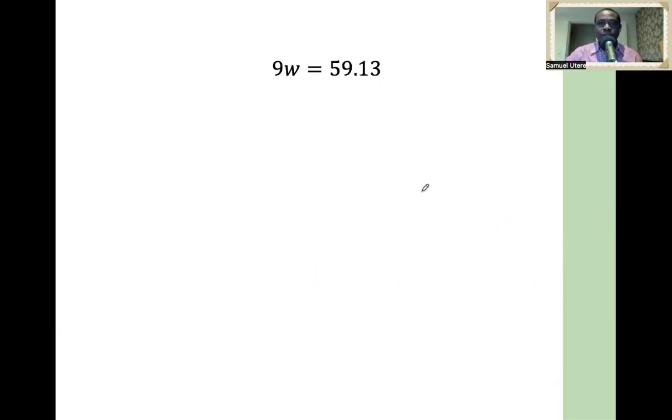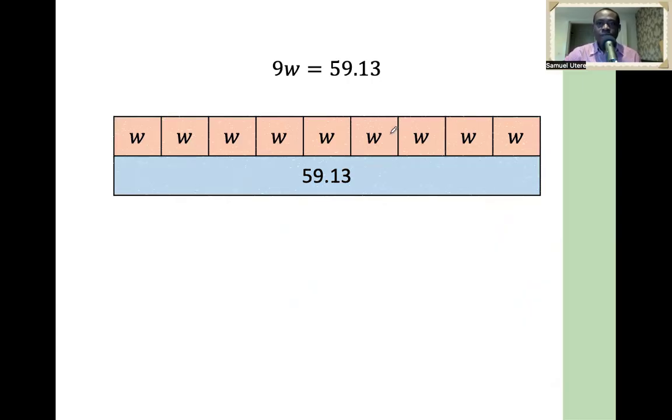Let's look at solving equations using our knowledge. If we have 9W equal to 59.13, this can be represented as a bar model. So this is what it means. 9 lots of W will give us 59.13. So what will each W represent? That would be 59.13 divided by 9.